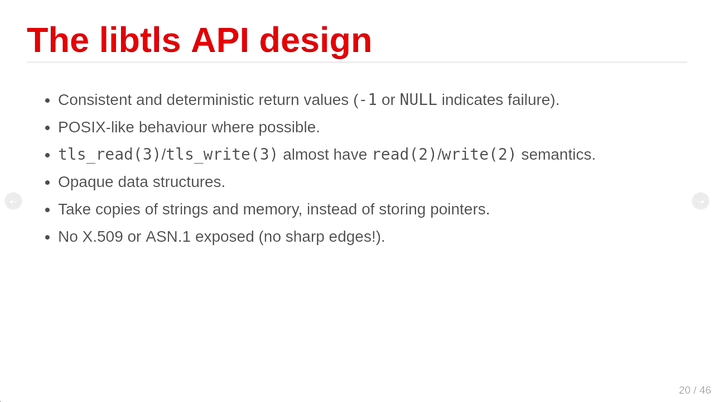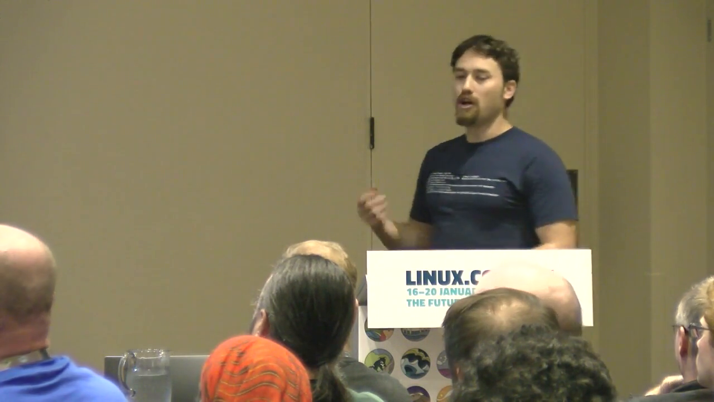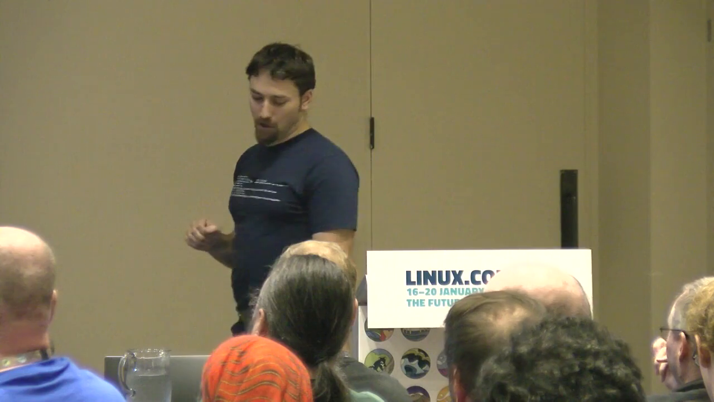We use opaque data structures, so things which are effectively allocated by the library. For example, when you call tls_config_new, you don't actually know how much memory that thing uses or what the layout is. You can't poke around inside it. It means that we can actually change the way that the code works. We can increase or decrease the size of these structs, and your code keeps working. We don't have ABI breakage as a result.